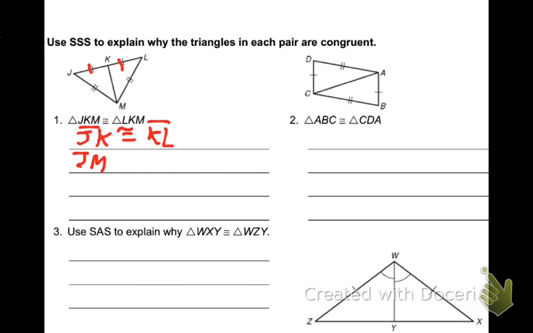JM. What's JM congruent to, Troy? LM, very good. And I have one last thing. What's the last part that I know is congruent, Jack? What's KM congruent to? KM is congruent to KM. How do you know KM is congruent to KM, Jack? So it's the exact same line.